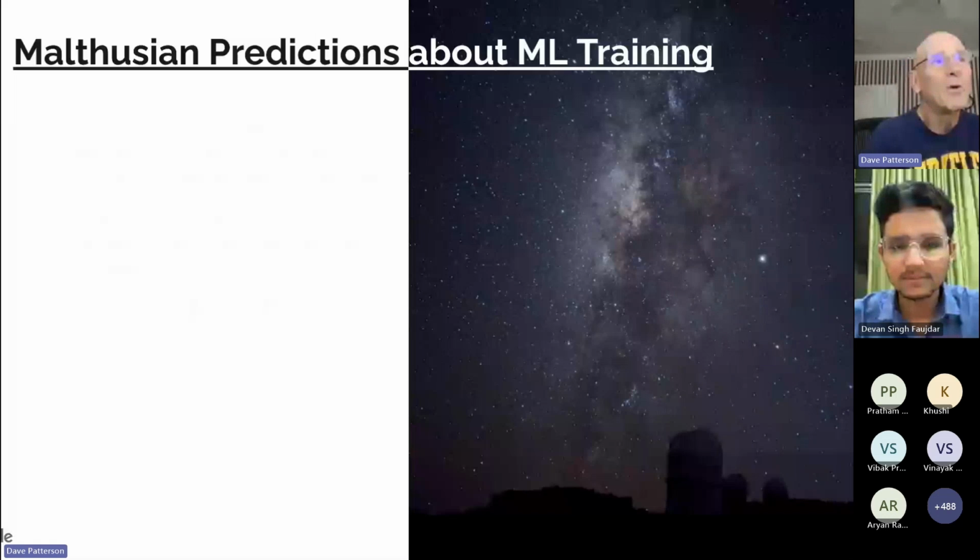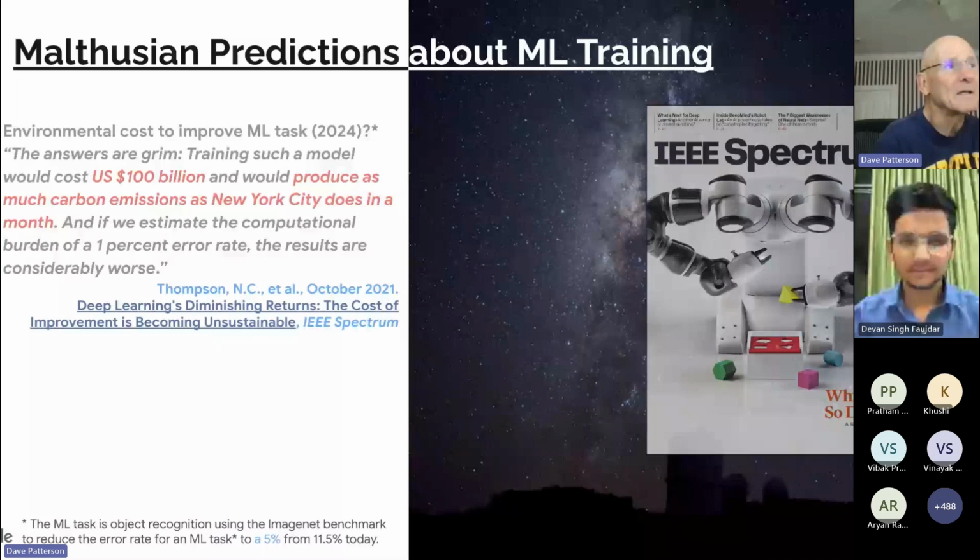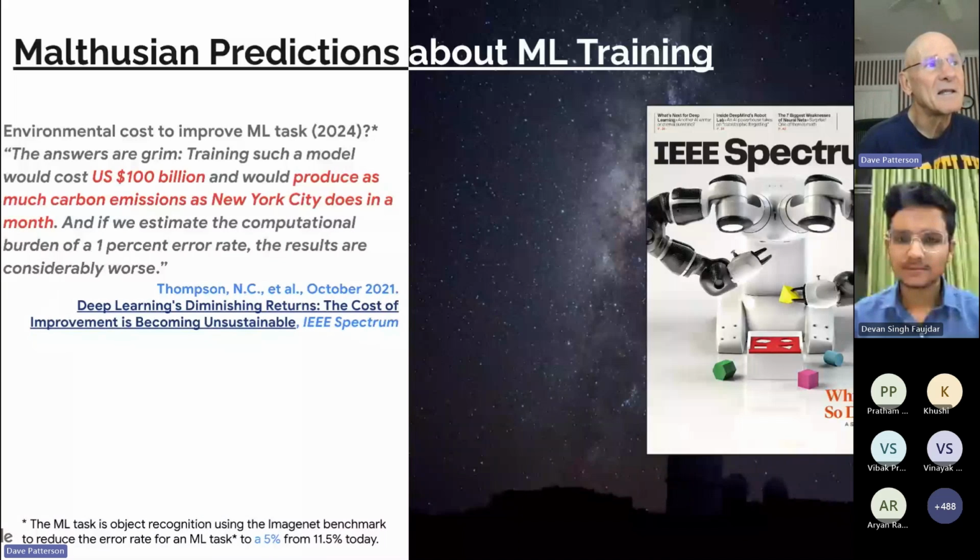And in 2021, it had this remarkable prediction. It said that if we took the models from 2021 and tried to cut the error rate in half, kind of double the quality, training that model 3 years later, they predicted that next year the cost of training a model would be $100 billion and have as much carbon emissions as the city of New York in a month. So that was, I couldn't believe it. So I asked my ML colleagues, is this true?